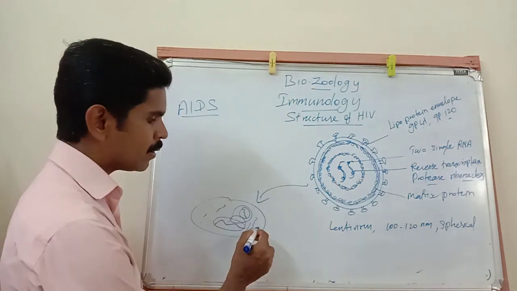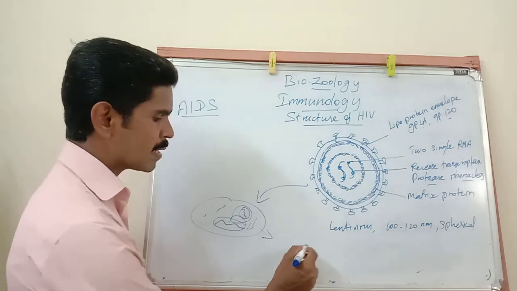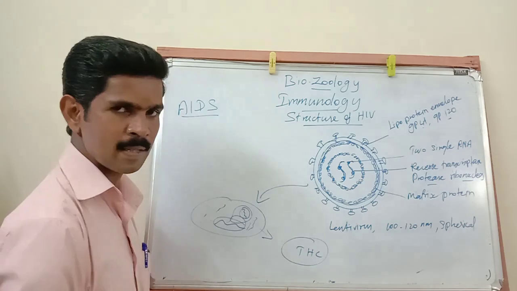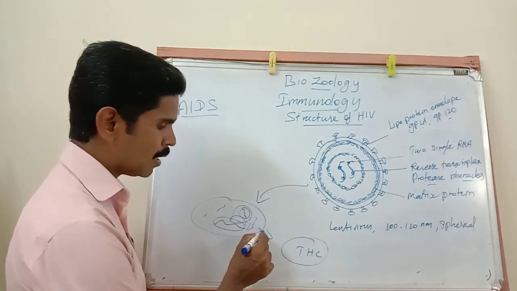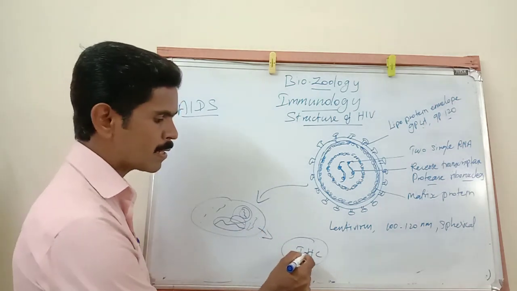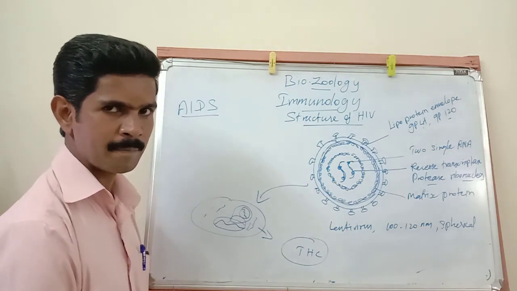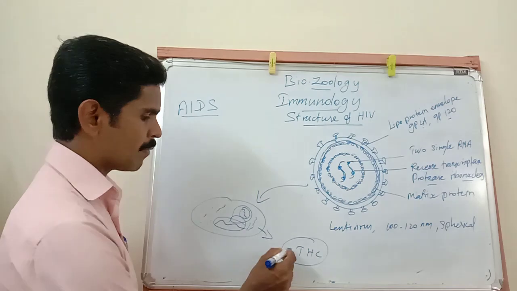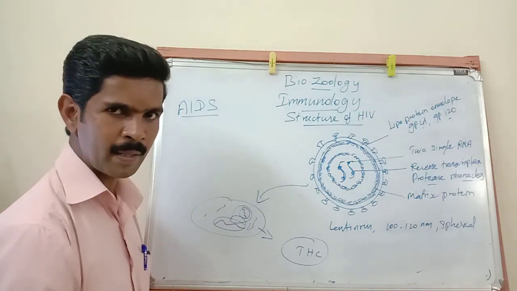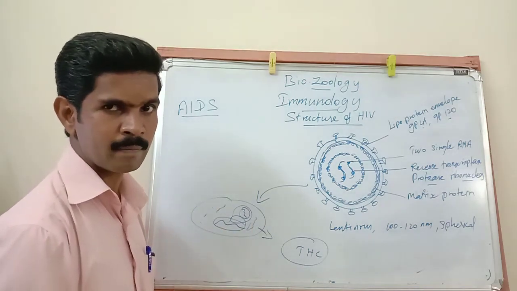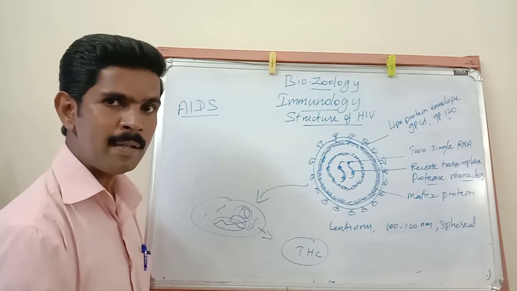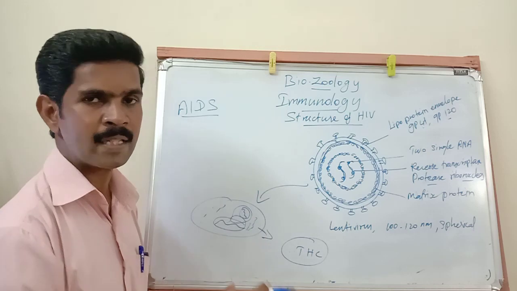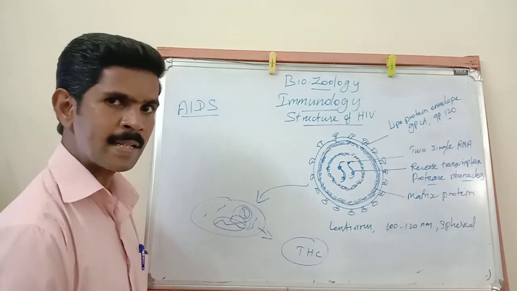Understand? Now this virus enters inside the T helper cells. Just imagine these are the T helper cells. So now the virus is leaving the macrophages and entering inside the T helper cells. After reaching the T helper cells, this virus multiplies and produces many progeny. So here this macrophage acts as a factory for the HIV virus.